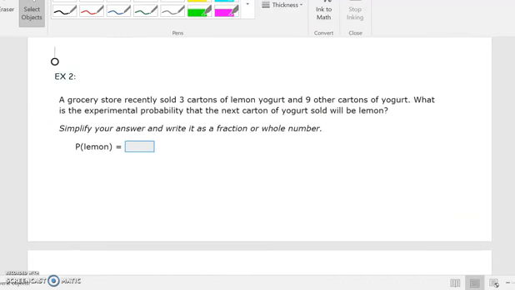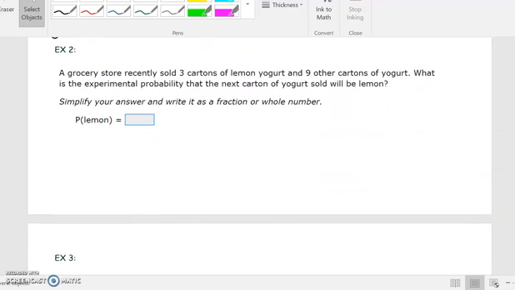All right, let's look at example number 2. A grocery store recently sold 3 cartons of lemon yogurt and 9 other cartons of yogurt. What's the experimental probability that the next carton of yogurt sold will be lemon? So we want to think about how many were lemon. So we have 3 that were lemon out of the total number of trials. So 3 were lemon, 9 were other cartons of yogurt. So we need to add those together to get the total number of trials. So we get a fraction that's 3/12, and we need to reduce 3/12 to 1/4.